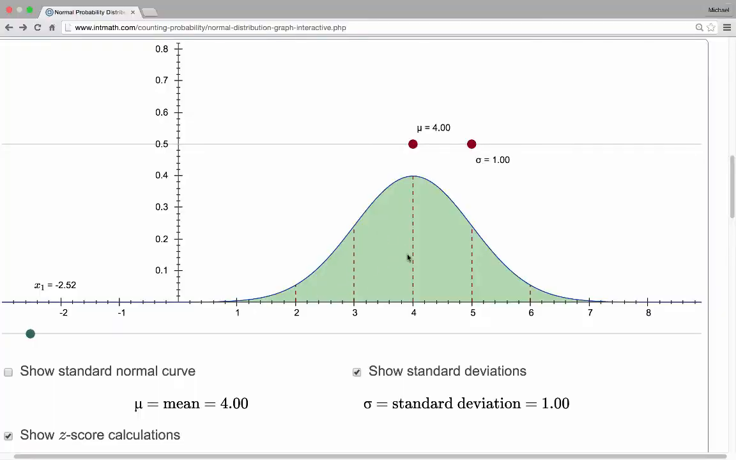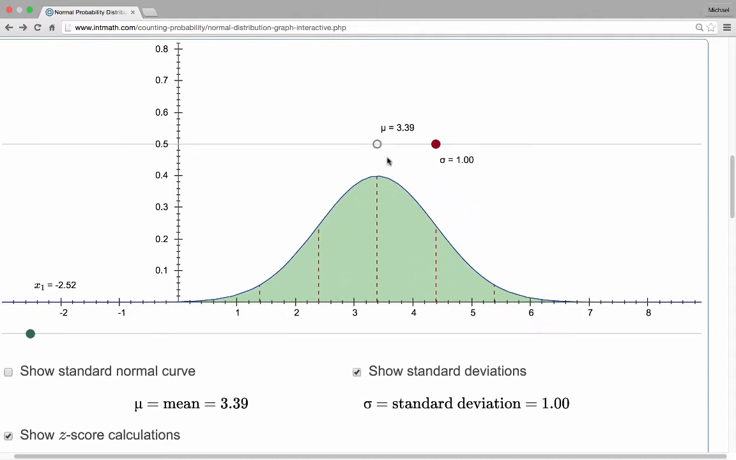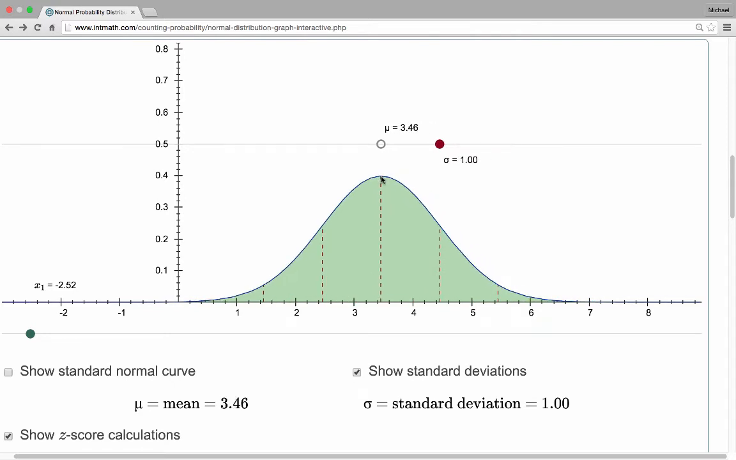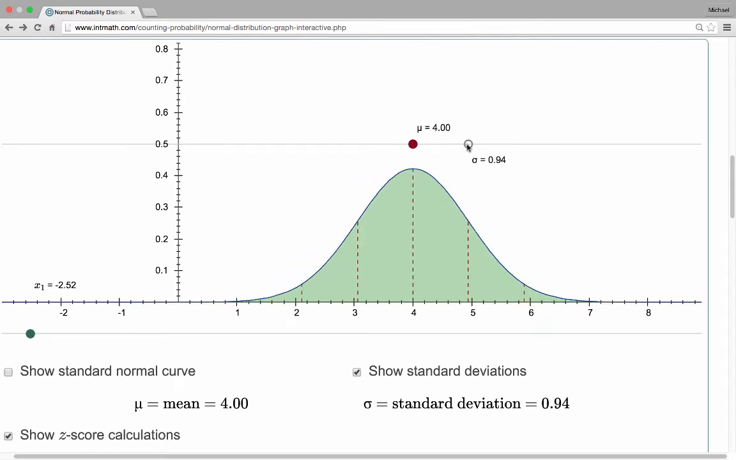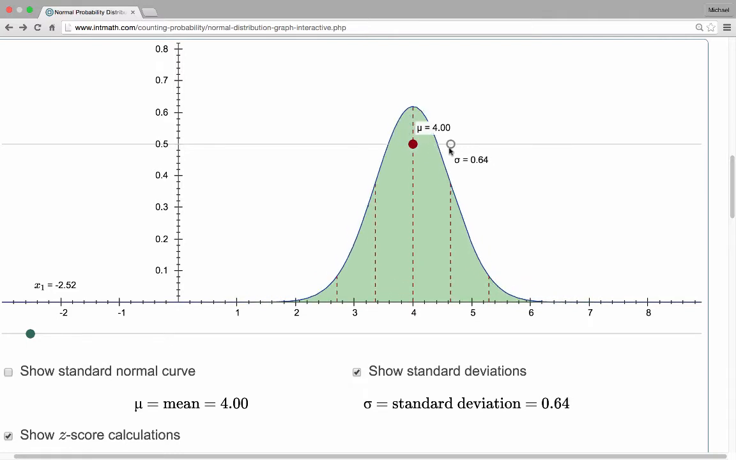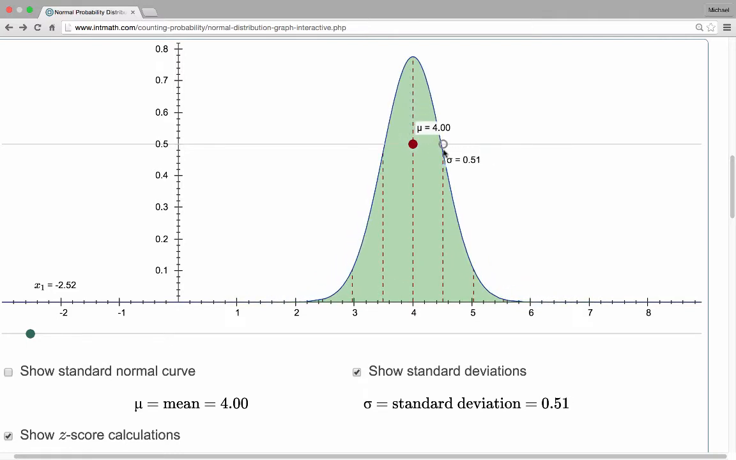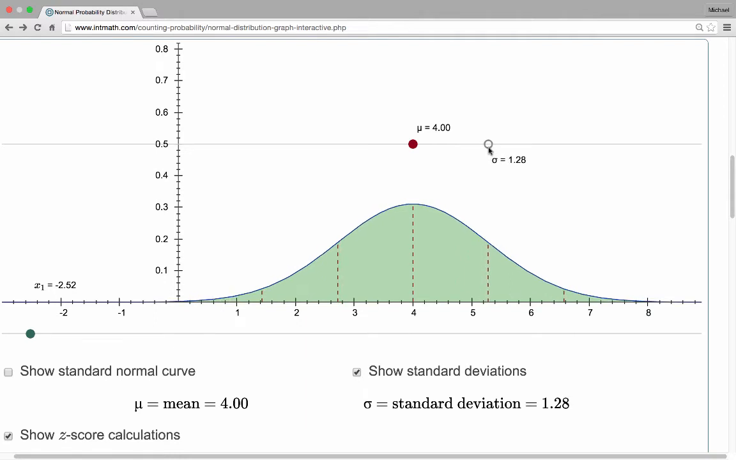In particular, we can look at this fantastic applet at the Interactive Math website. I have here a normal curve. If I shift the mean left or right, the curve retains its shape. It's just centered at a different value. If I change sigma, when I make sigma smaller, that makes the curve narrower. When I make sigma larger, that makes the curve more spread out. But here's the key point.